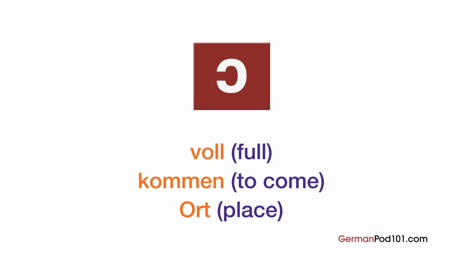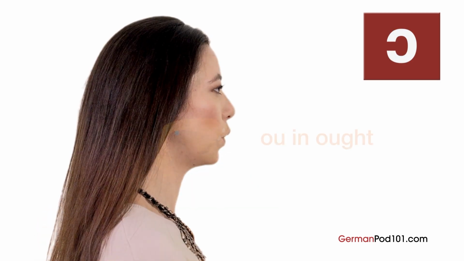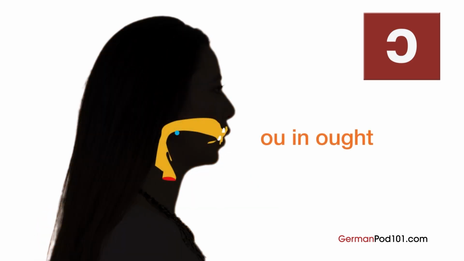The next vowel is O, as in voll, kommen, Ort. It's identical to the OU sound in the word ought.